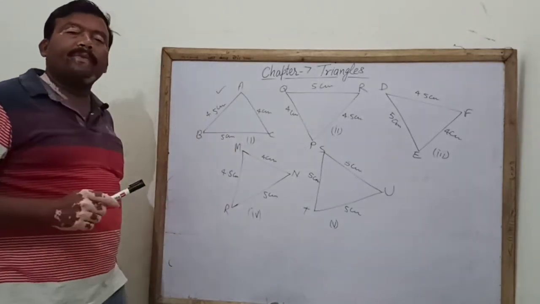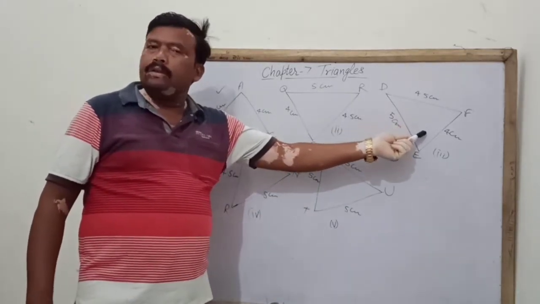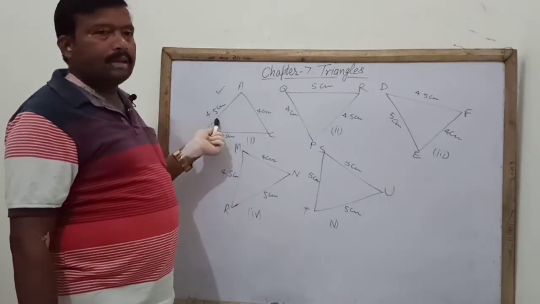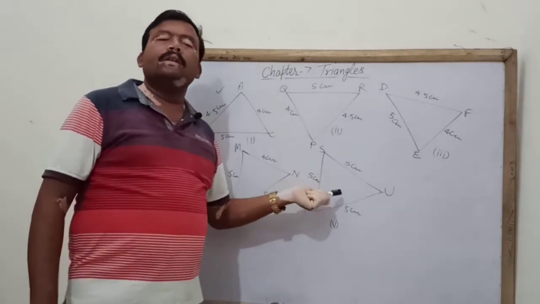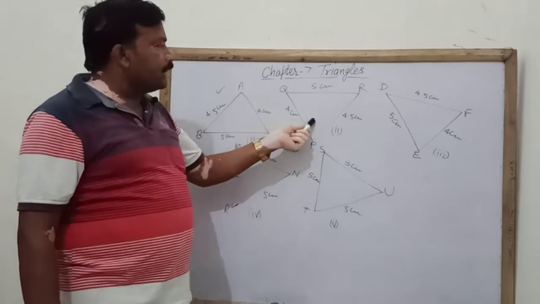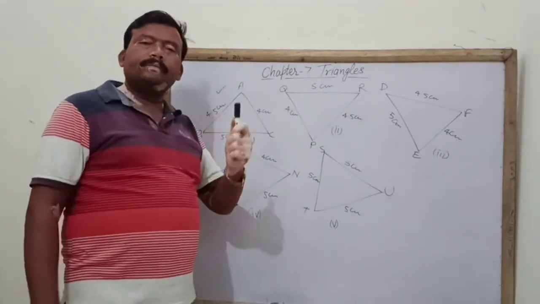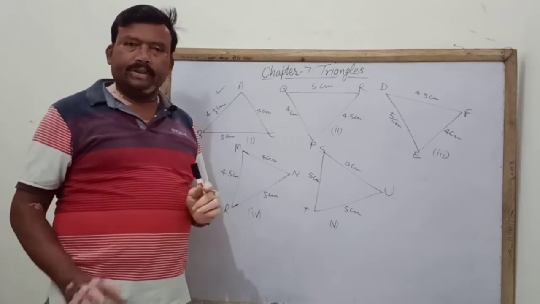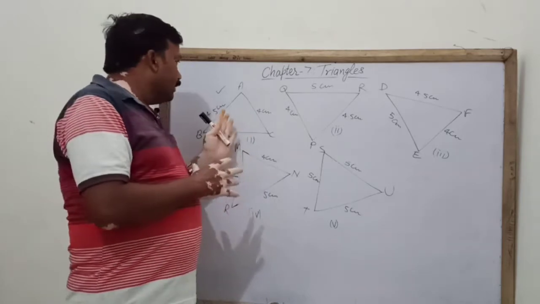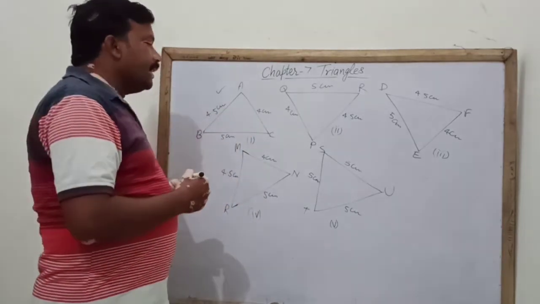And this triangle will also cover it, and this triangle will also cover it, but this triangle will not cover it perfectly. It means these three triangles are congruent with triangle ABC.